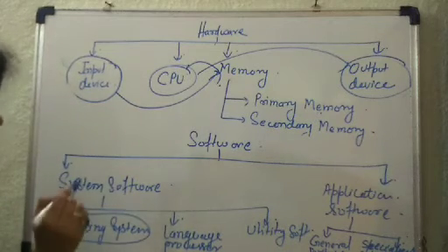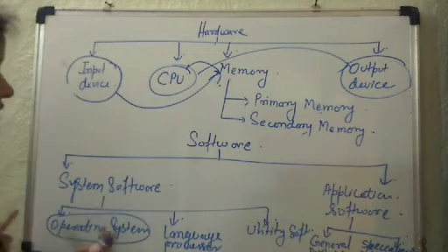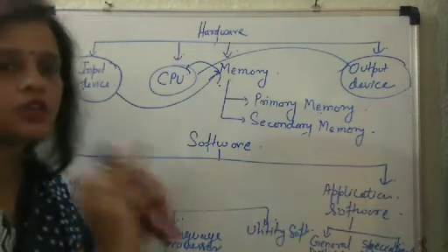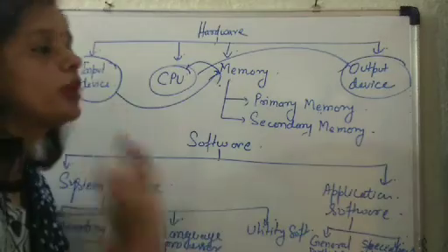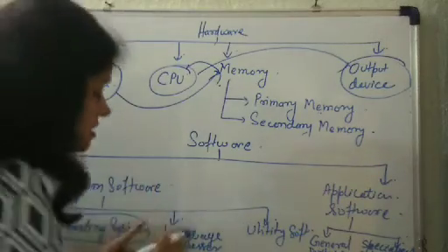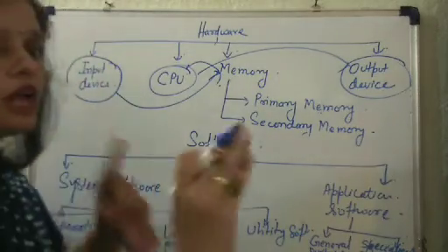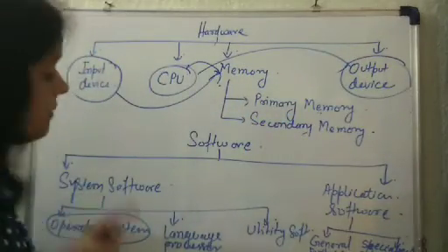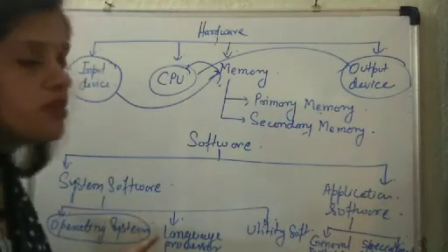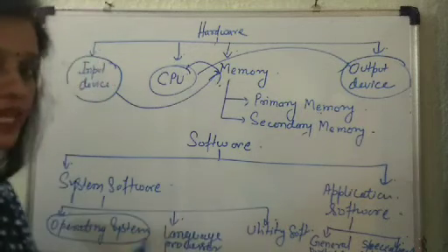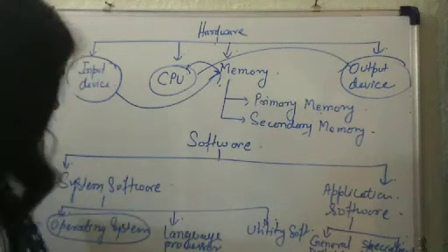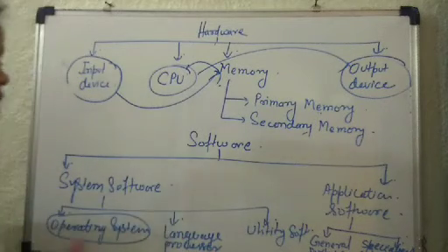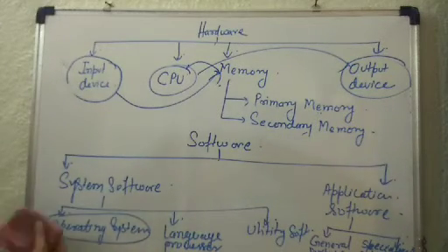What is this operating system? Operating system is the first software which is loaded into the computer memory, and it is a bundle of small programs to handle the different parts of the hardware. Clear? Language processor and utility software we will discuss later on. I explained the operating system because it will be required when I explain the block diagram.